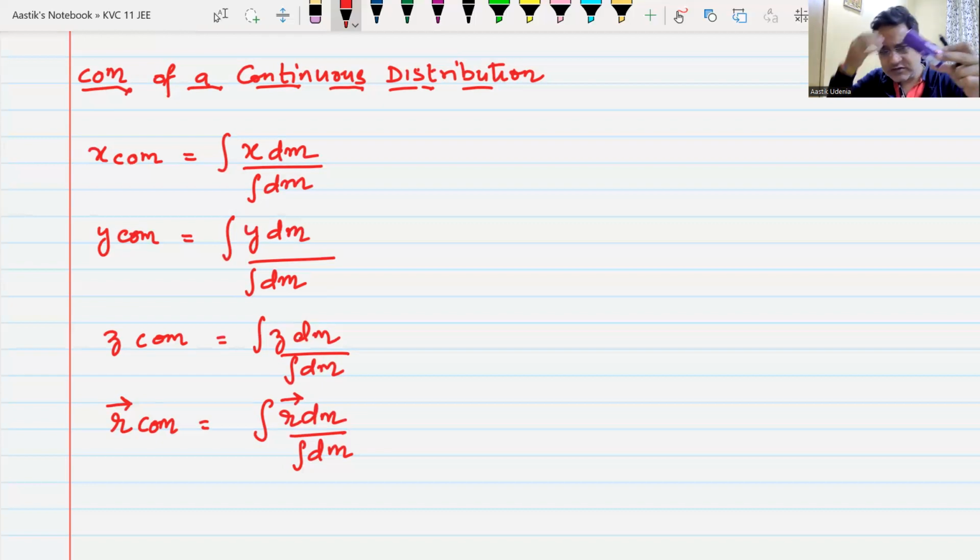Uniform, everything is constant, everything is the same. Where will the center of mass lie? Center, sir. So if you have a body which is uniform and mass is uniformly distributed, the center of mass of this body should lie at the center.